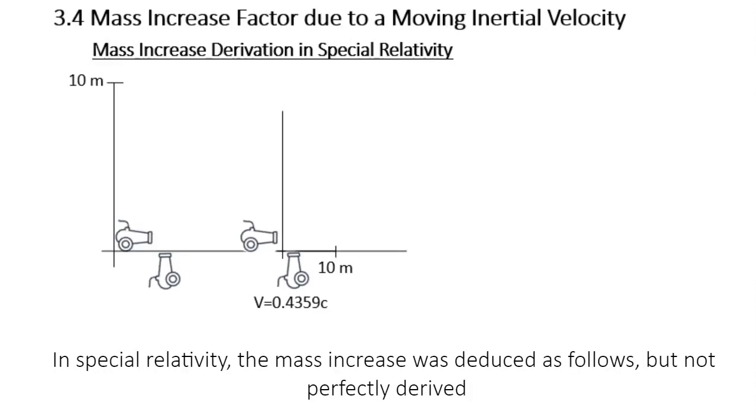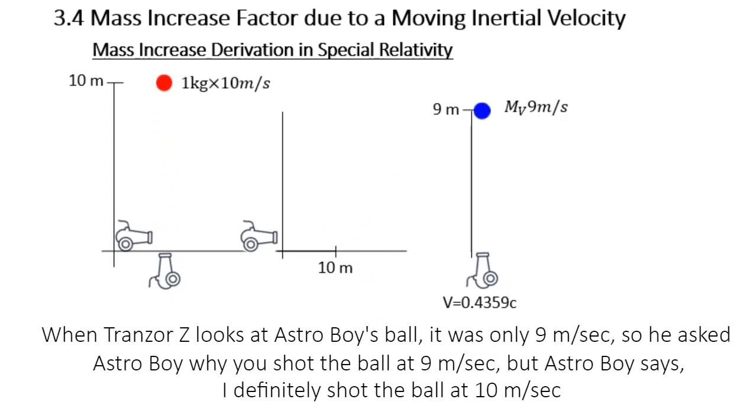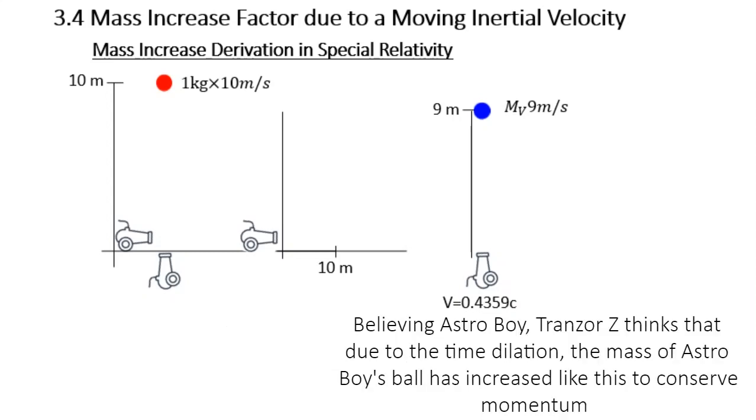In special relativity, the mass increase was deduced as follows, but not perfectly derived. Transer Z and Astroboy promised to shoot a 1 kg ball vertically at 10 meters per second on Earth, and in a spaceship flying at 0.4359 c. When Transer Z looks at Astroboy's ball, it was only 9 meters per second, so he asked Astroboy why you shot the ball at 9 meters per second, but Astroboy says, I definitely shot the ball at 10 meters per second. Believing Astroboy, Transer Z thinks that due to the time dilation, the mass of Astroboy's ball has increased like this to conserve momentum.